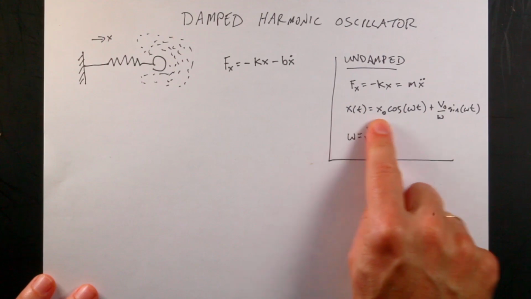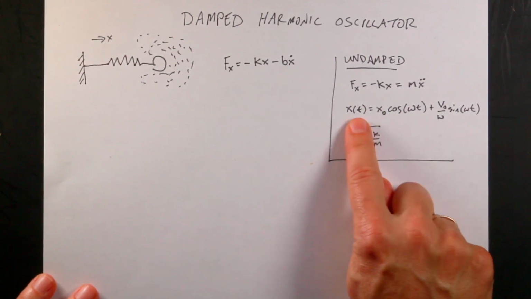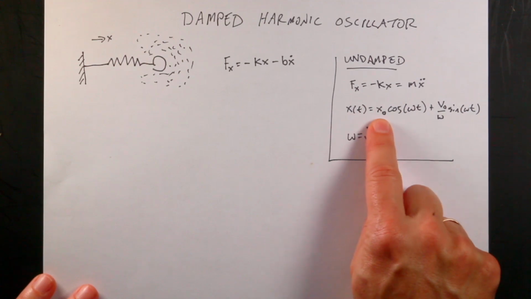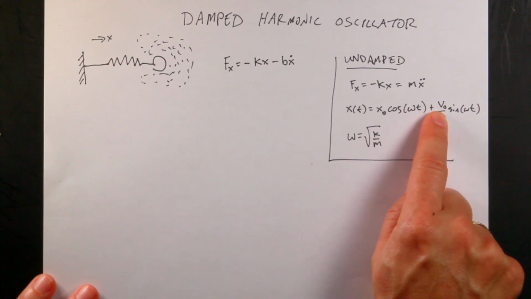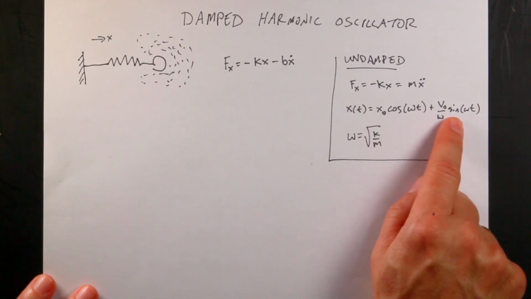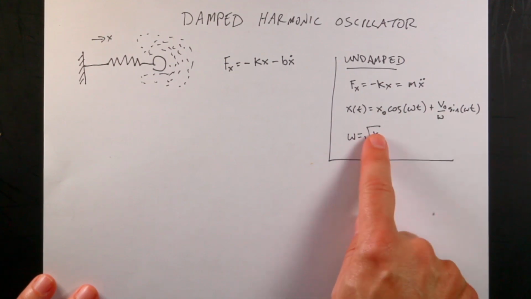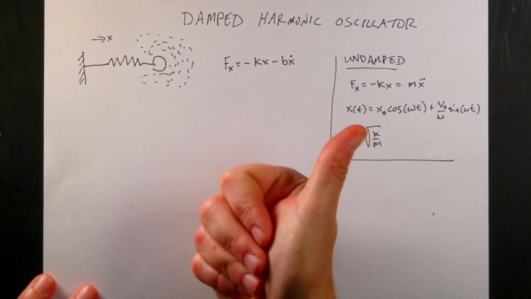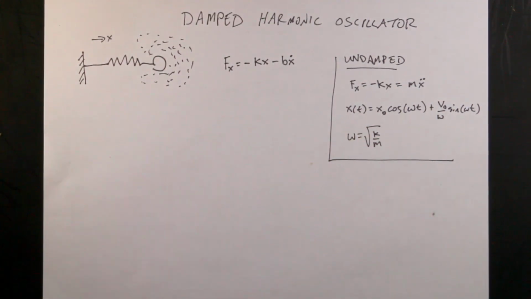And this is one of the generic solutions for the simple harmonic oscillator. It says x as a function of t is x0, the starting position at t equals 0, times cosine omega t, plus v0, the starting velocity at t equals 0, divided by omega, times sine omega t, where omega is the square root of k over m, the spring constant over the mass. Okay, so that's the undamped, and we want to use that to compare with our damped oscillator.